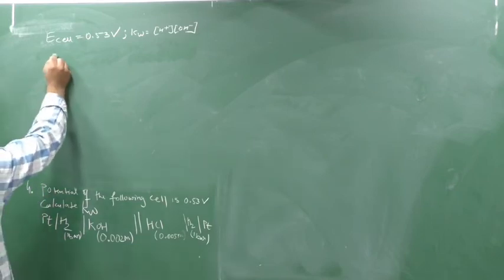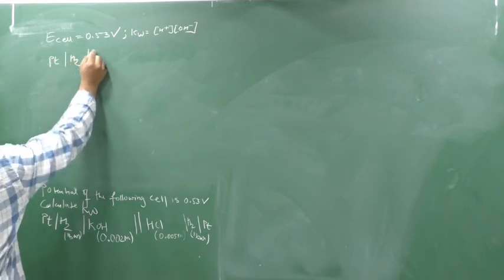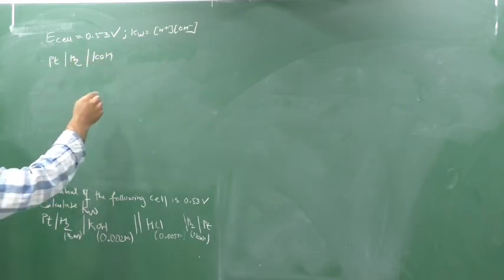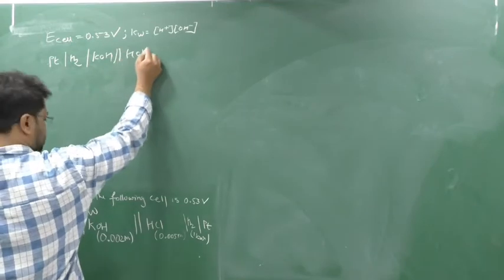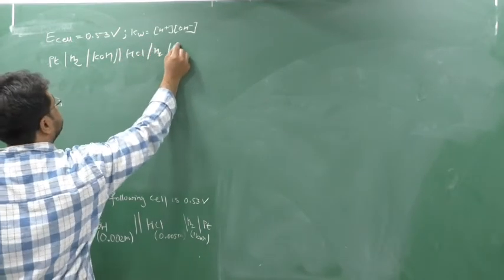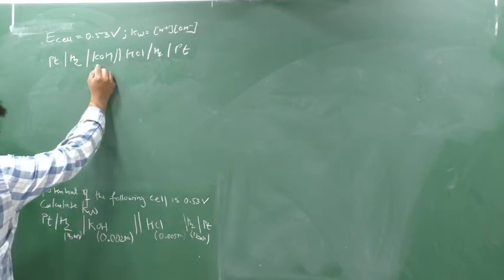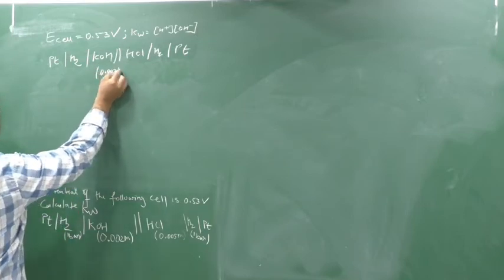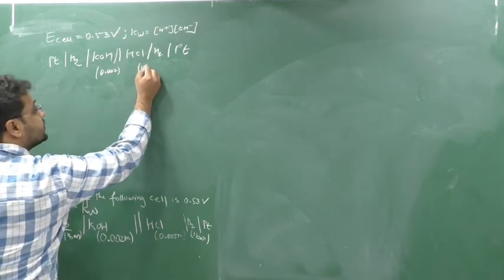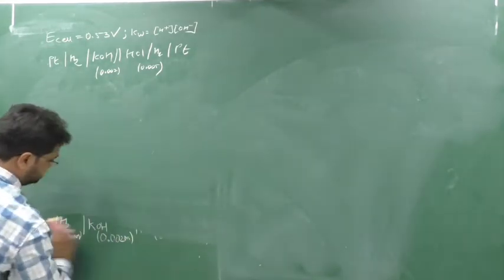They have given the cell: Pt, H2 | KOH || salt bridge || HCl | H2, Pt. Here they have given H2 at 1 bar, KOH concentration 0.002, and HCl concentration 0.005. See here, H2 1 bar, I am not writing it; if you can write it down, write it down.